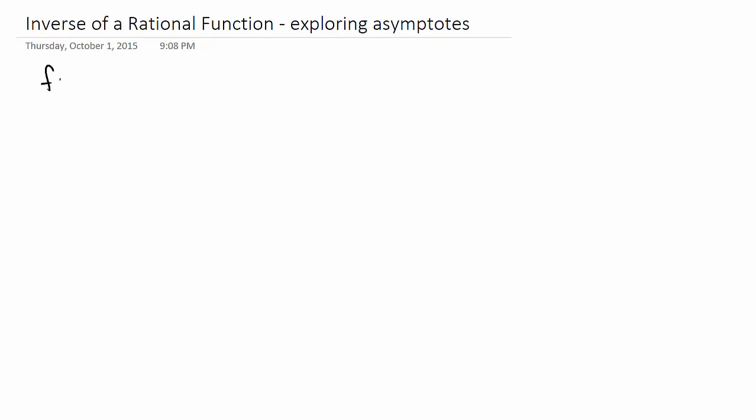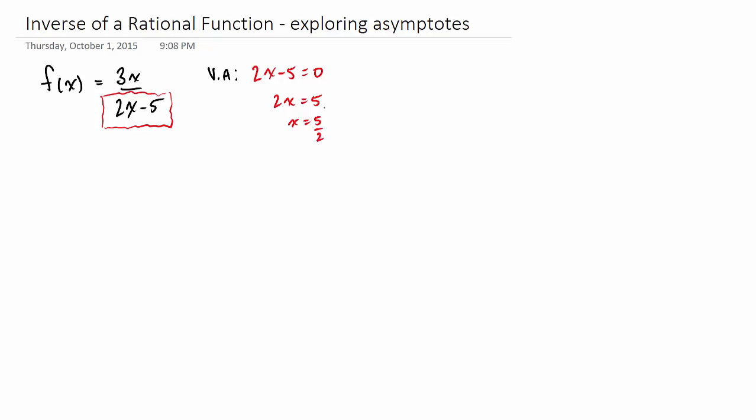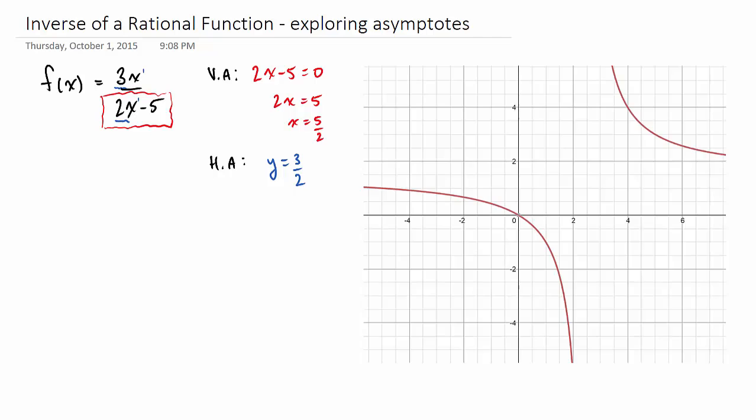Here we're going to take a look at a rational function and find its inverse and see what this does to the asymptotes. So first of all, our vertical asymptote, we get that from essentially the domain restrictions, knowing that the bottom can't be 0, so we'll say, well, what would the equation be if it was 0? And that's where x is 5/2. So 2.5. And the horizontal asymptote we get from comparing the coefficients of the leading terms. They both have a degree of 1, so it ends up just being at y equals 3/2.